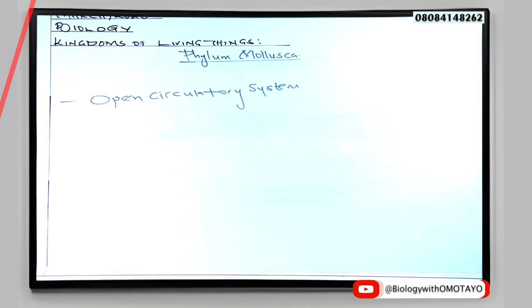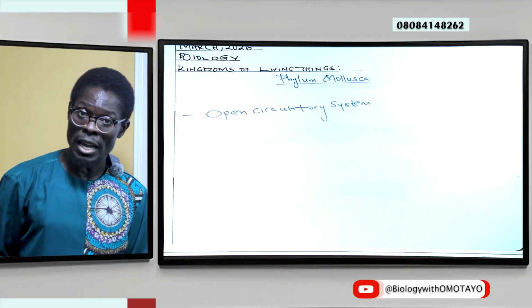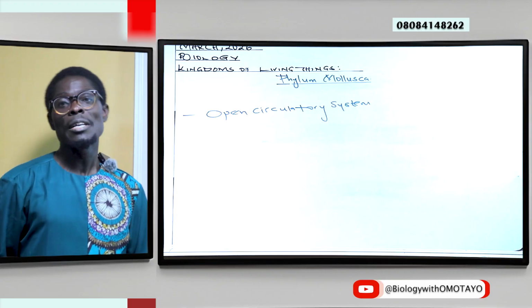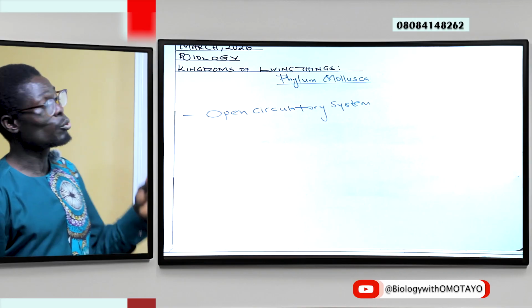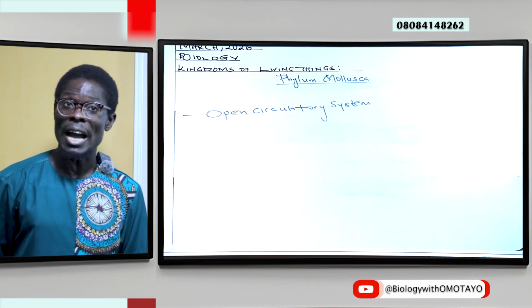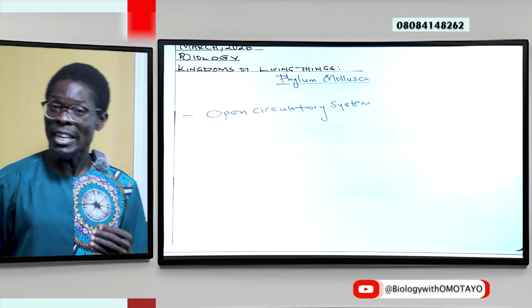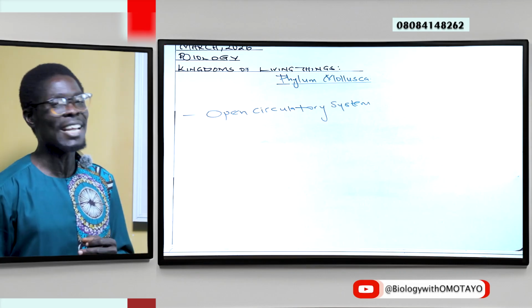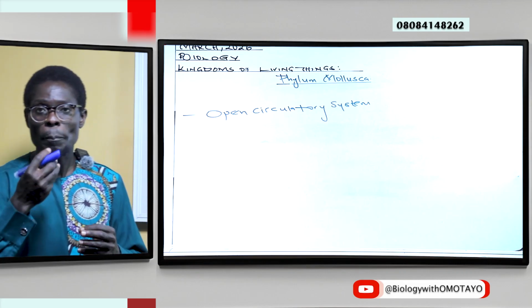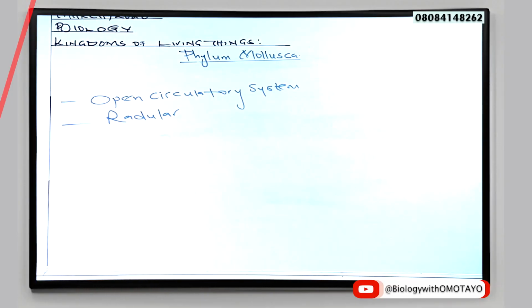This will be better explained when we start looking at biological systems. We'll get to know what an open circulatory system is, a closed circulatory system, a double circulatory system, a single circulatory system, a pulmonary system, and so on. We'll get to know details with regards to this when we start looking at biological systems. So they have an open circulatory system and a unique digestive system. In fact, to aid digestion, they have what is called a radula that helps in proper feeding.